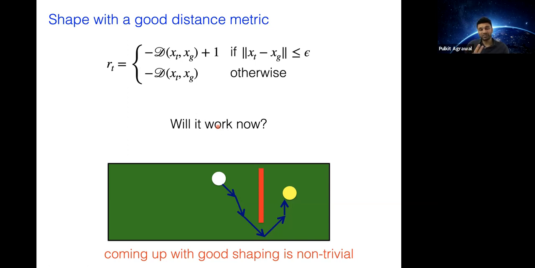So there are two issues, right? One, coming up with good shaping is not straightforward. And if you shape it too much, you're also opening a Pandora's box of allowing for much more reward hacking to happen, right?